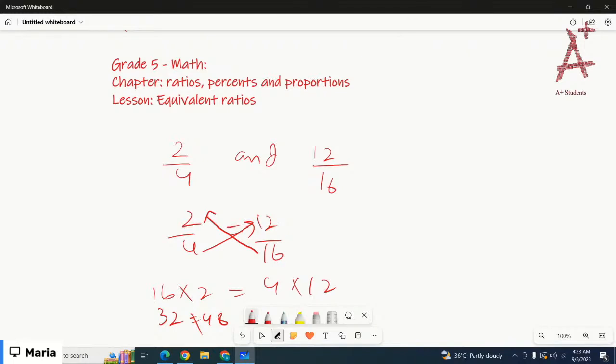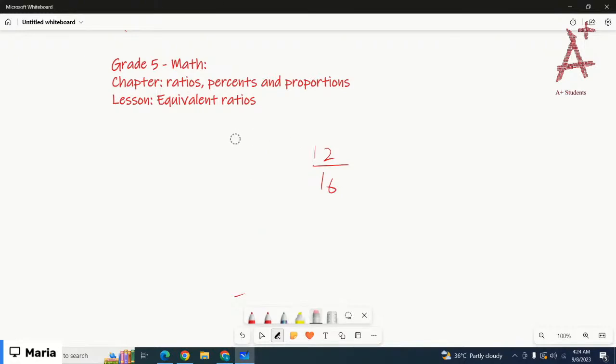The other example is, are these ratios equivalent? The example is 1 over 3 and 4 over 6, right? How do we see if two fractions are equivalent? Just equate them.